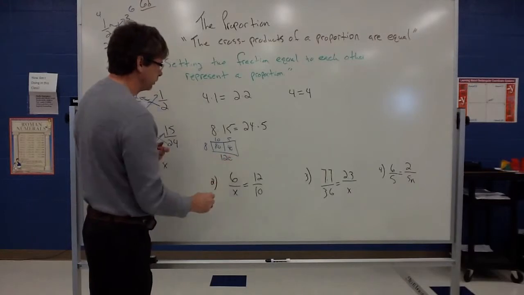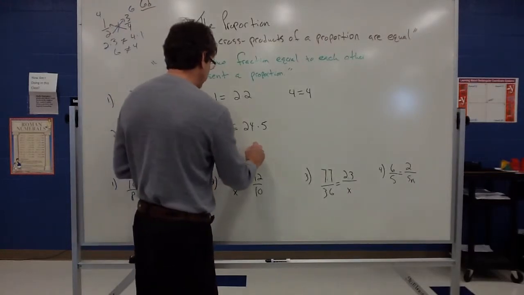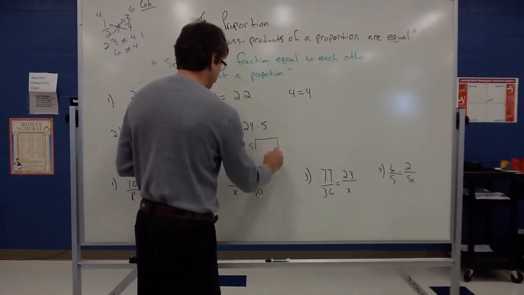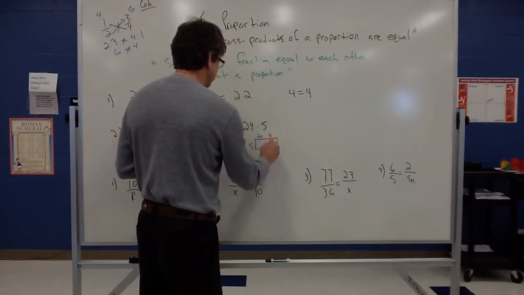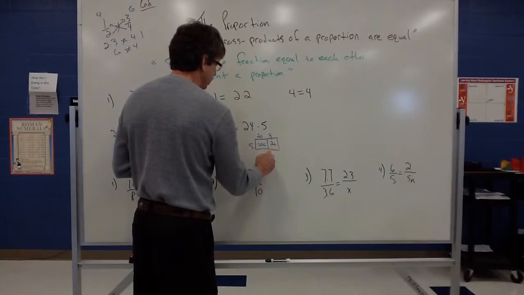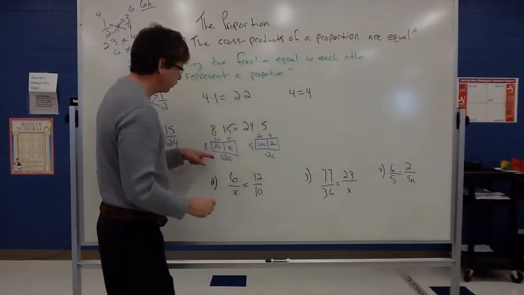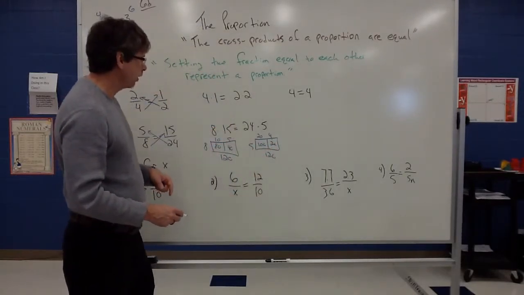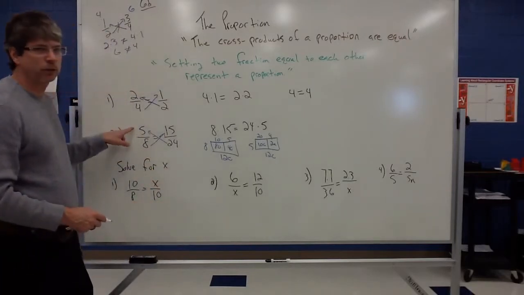That'd be 120. 24 times 5, well, that'd be like 5 times 20 and 4. 5 times 20 is 100, and 5 times 4 is 20. That's 120. So that tells me that these two cross products are equal, which means that this was indeed a proportion.